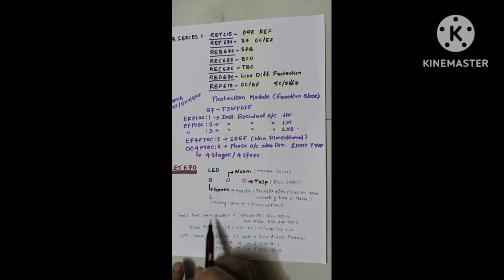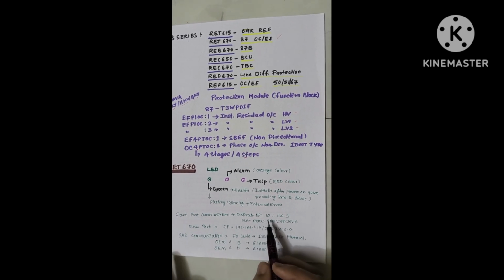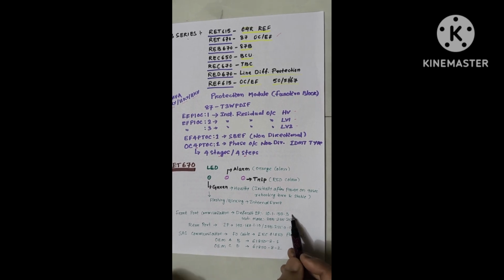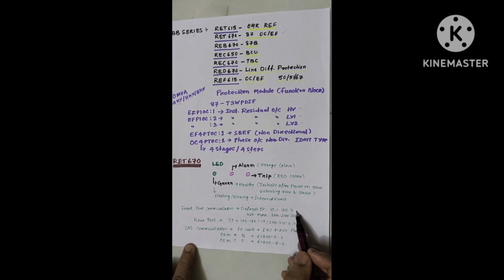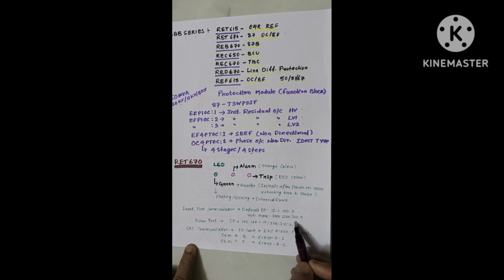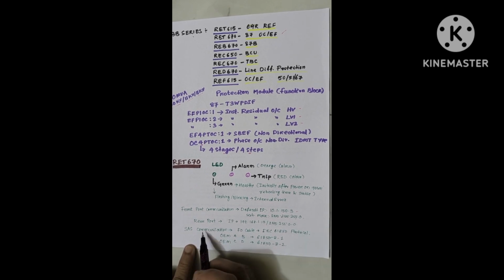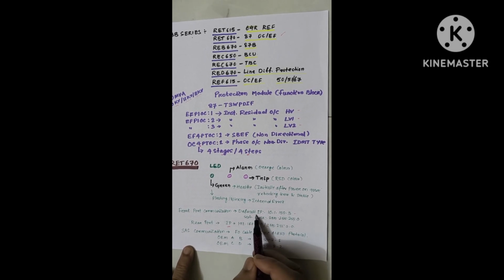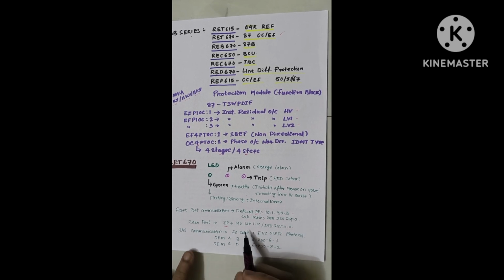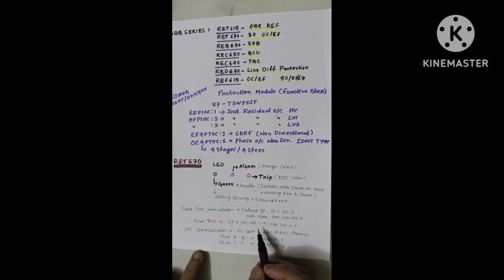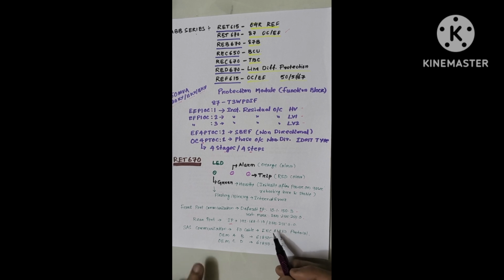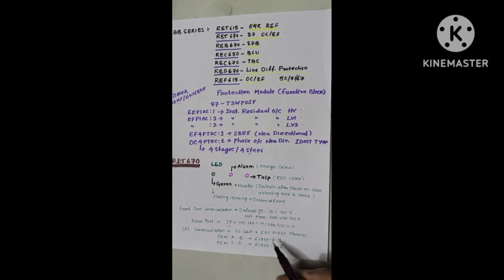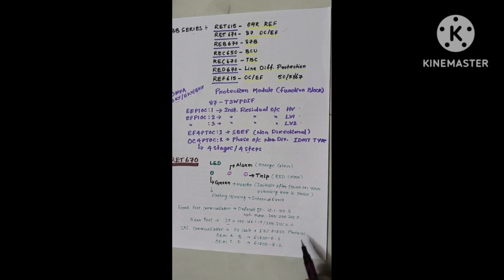For the front port communications, we have the default IP 10.1.150.3, and the subnet mask is 255.255.255.0. For the rear port communications, these are all default IPs in the relay. For the rear port, it is 192.168.1.10 and the default mask will be 255.255.0.0.